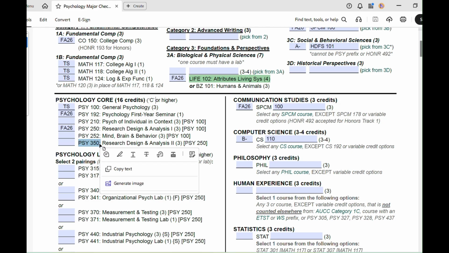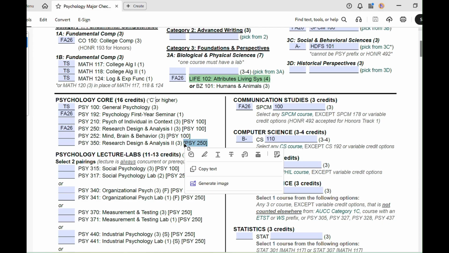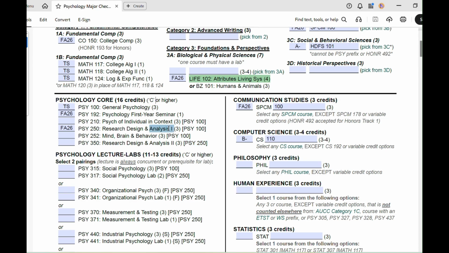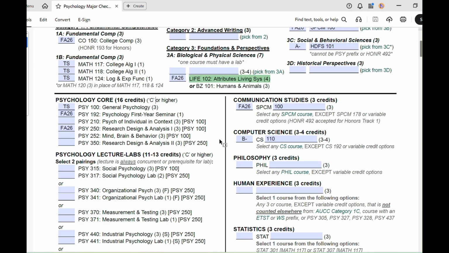Psych 350 is a 300 level course, which makes it upper division. Again, please note, upper division means any 300 or 400 level course. The prerequisite to take this course is Psy 250, which is Research, Design, and Analysis Level 1. Most students will take this second level research course, Psych 350, in their junior or senior year. Please make note of that as you begin your graduation plan.